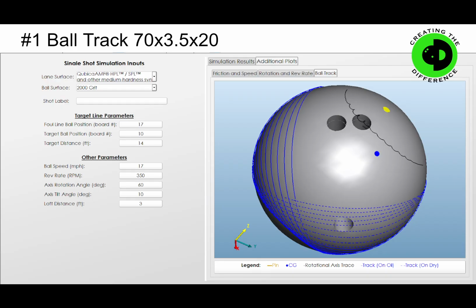Those happen to be the ball track when the ball's in the dry part of the lane. So you wouldn't see those. But if you notice in this particular instance, those dashed lines are rolling over the thumb hole, which would be really bad. Because if it's rolling over the thumb hole, that means the ball's in the air. If the ball's in the air, the ball can't hook. And that is not a good thing or a good situation for anybody to be in.